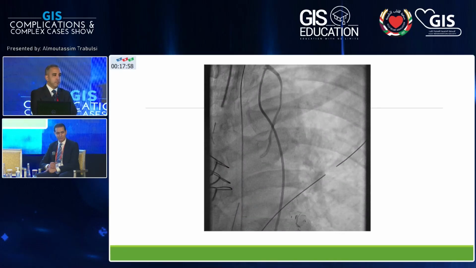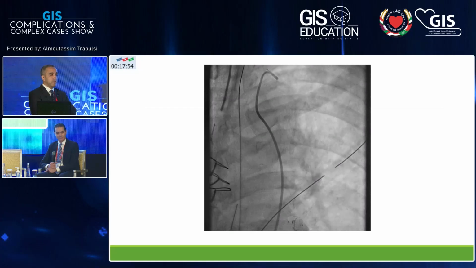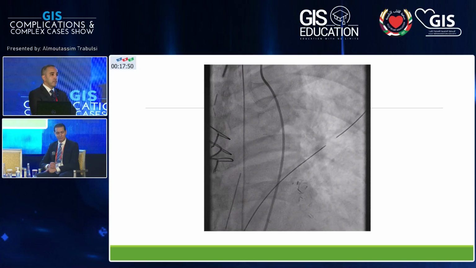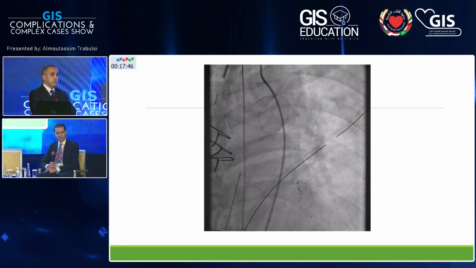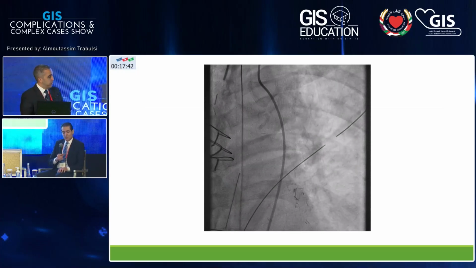So in this case, if you're going through the PCI route, which I think partly because the surgeon didn't want to operate on a patient on high pressors who may not be stable enough, I would start by putting in an Impella CP.